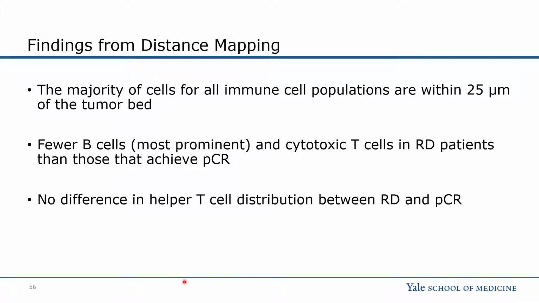So what are our findings from this distant mapping? The majority of cells from all the immune cell populations are within 25 microns of the tumor bed. There are fewer B cells and cytotoxic T cells in patients with residual disease versus those patients who had a complete response, meaning that they had no cancer cells. And the most prominent effect was seen in the B cells. And interestingly, there was no difference in the helper T cell distributions between residual disease and PCR.